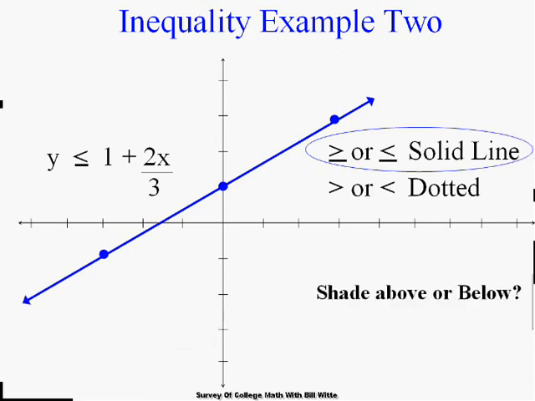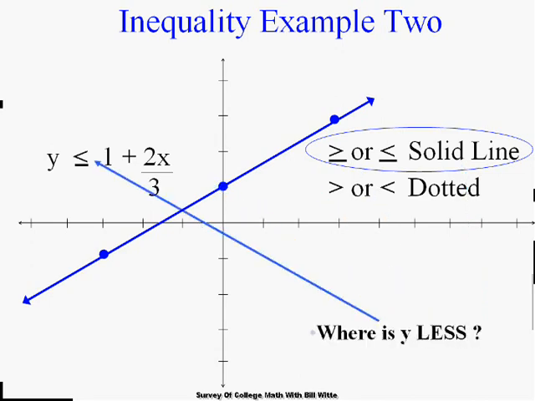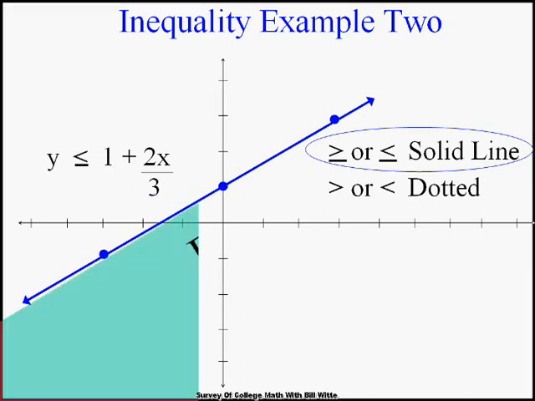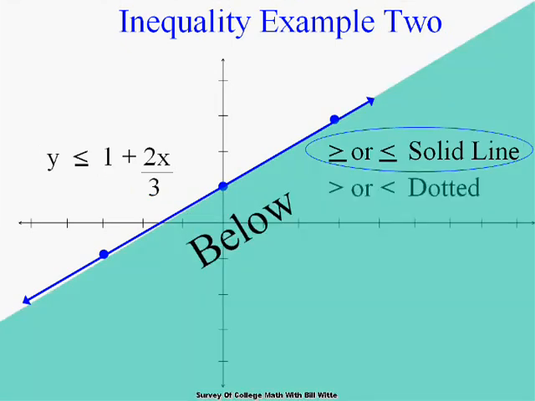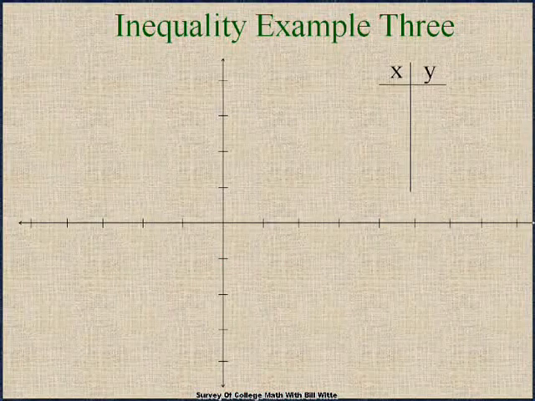And then lastly, we have to decide to shade above or below. Once again here, it's good that we solved for y. Y is less. Where does y get less? It's either above or below. Brilliance. That's all I can say. Sheer, unadulterated brilliance. Really doesn't take a genius to figure this one out. Just go down. Look down and shade below. Thank you, sir. May I have another?